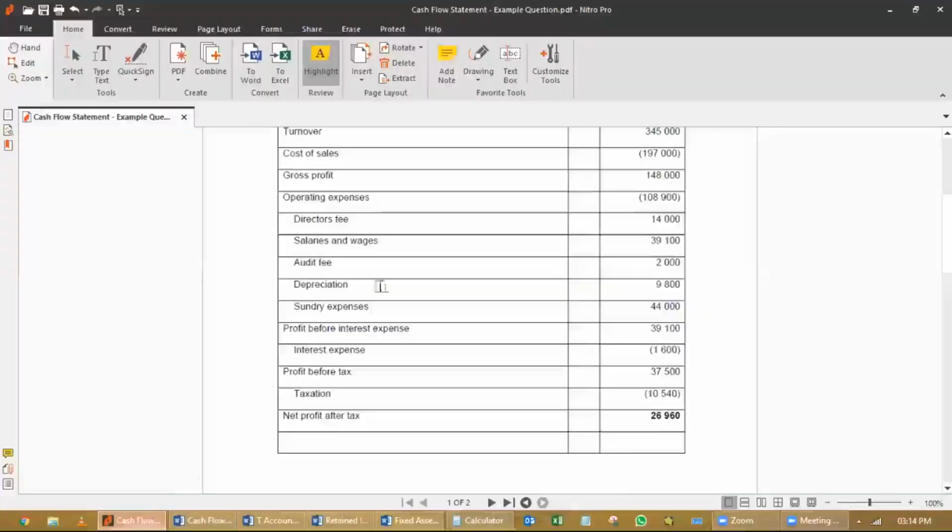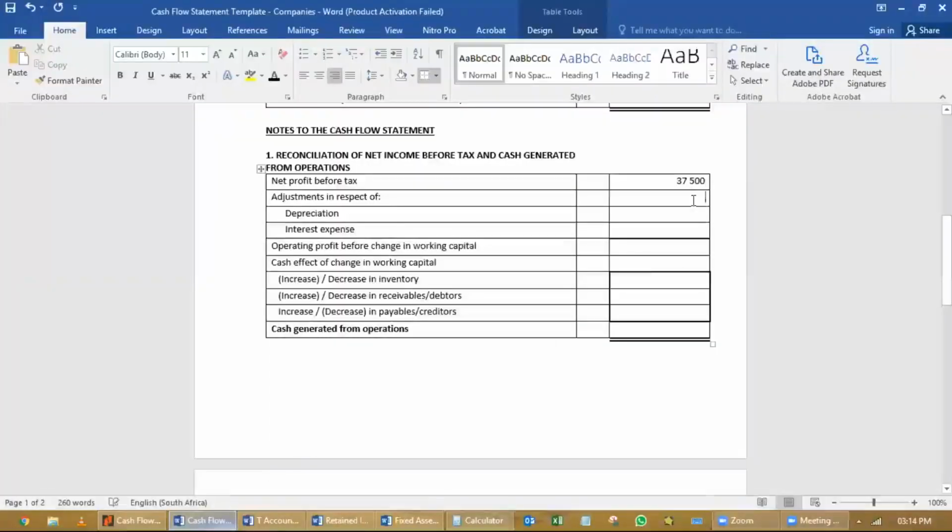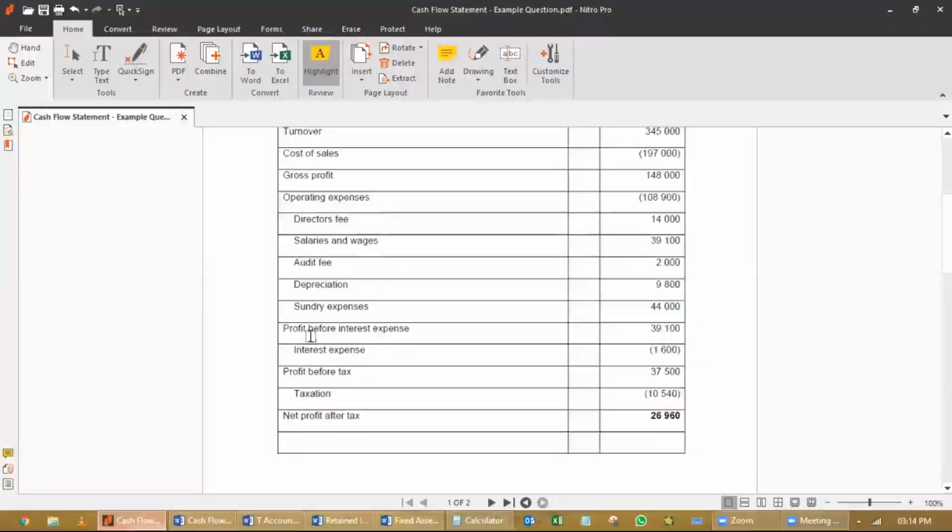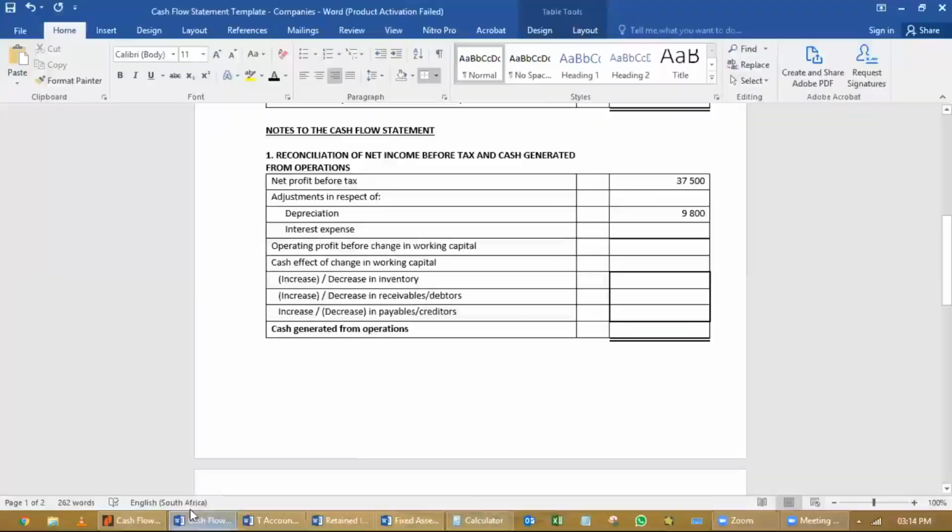So we go to the income statement, we look for where's depreciation. There's depreciation, 9,800 Rand. So we're going to put that in there, 9,800. And then our interest expense, we also find that on the income statement. What was my interest expense? 1,600 Rand. We're going to put that in there as well.